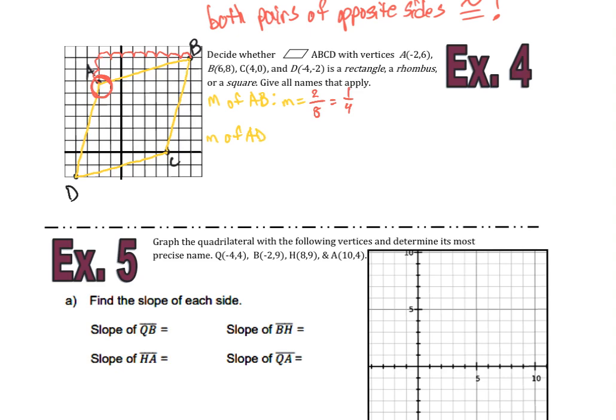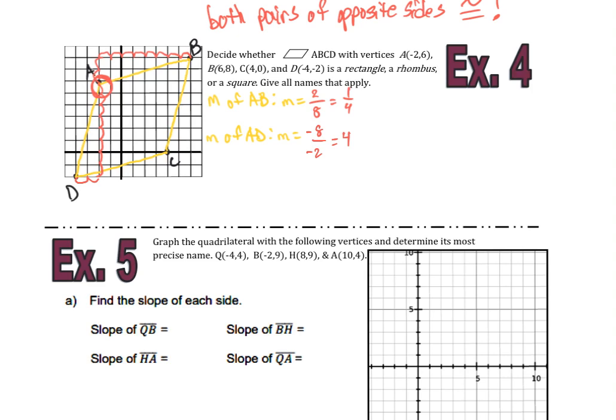AD now. So in this case, the slope equals AD. I'll start at A. We go down 1, 2, 3, 4, 5, 6, 7, 8. So go down 8, which is -8, over 1, 2, which is -2, which gives me a slope of 4, right?